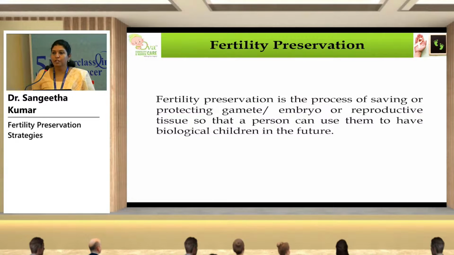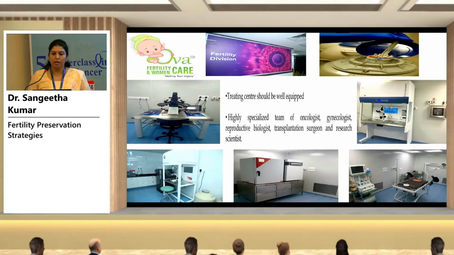So what is fertility preservation? Here we tend to protect the gamete, the egg or the sperm, or the embryo or the tissue, so that the person can use them to have their own biological children in future. So this is our unit, where the treating center should be well-equipped and have a highly specialized team consisting of oncologist, gynecologist, reproductive biologist, transplantation surgeon, and research scientist.